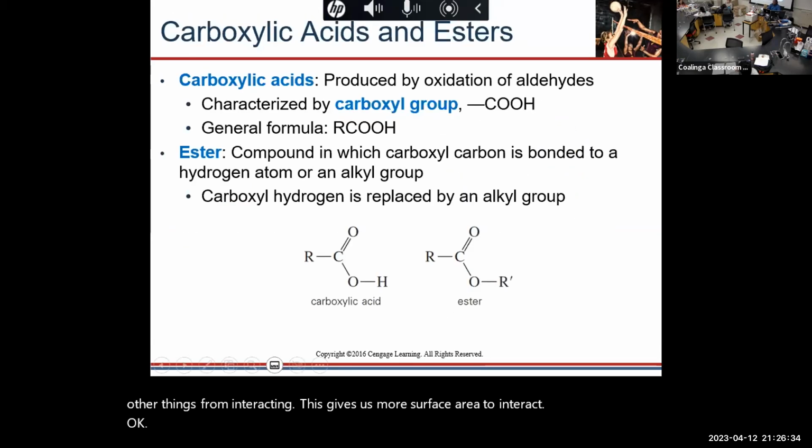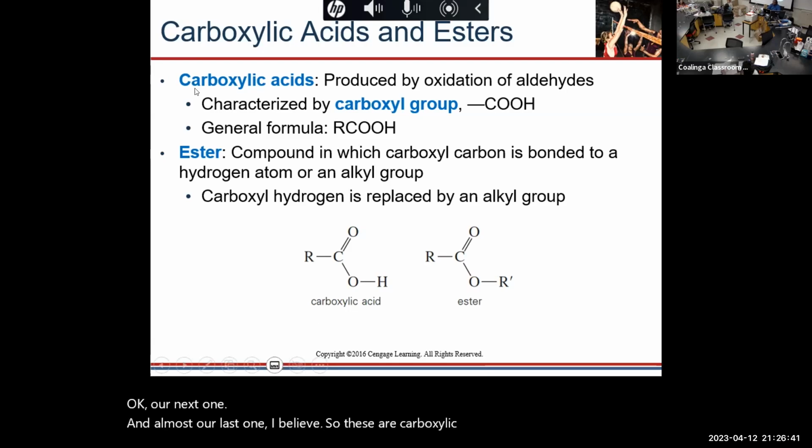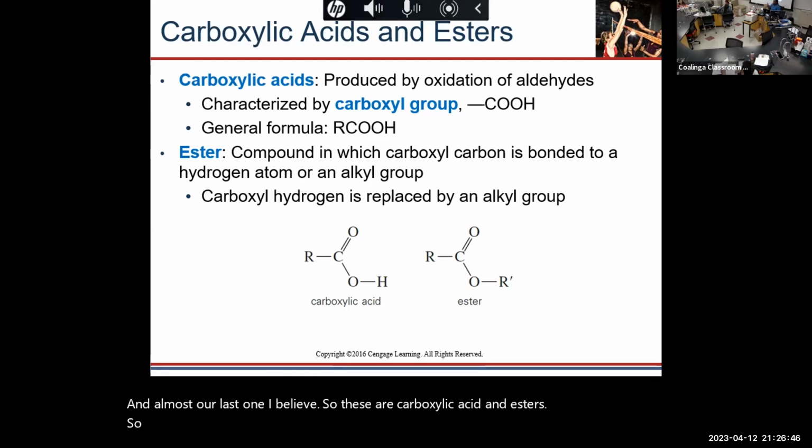Okay, our next one is the last one. These are carboxylic acids and esters. I'm going to do that on the board as well. You guys don't mind.